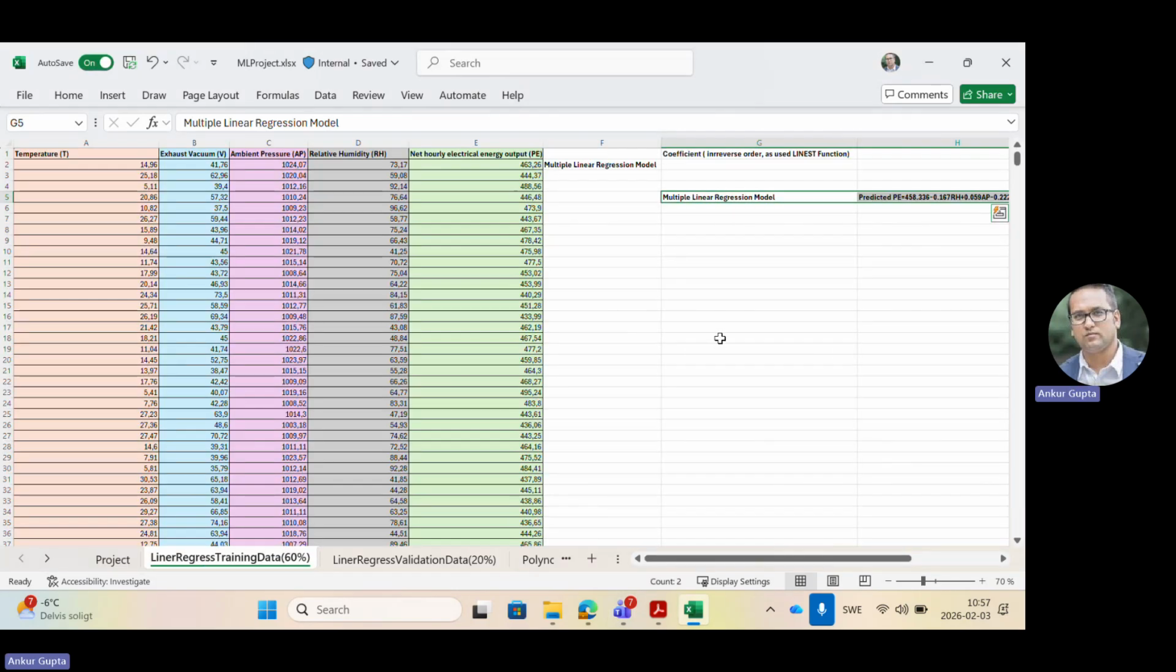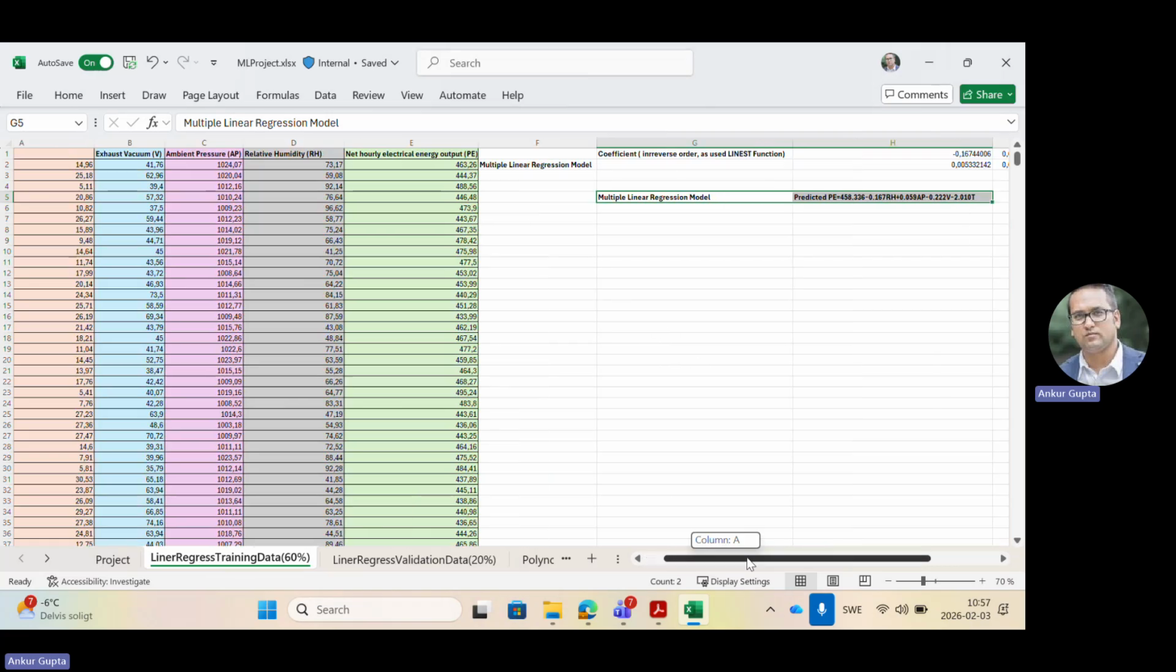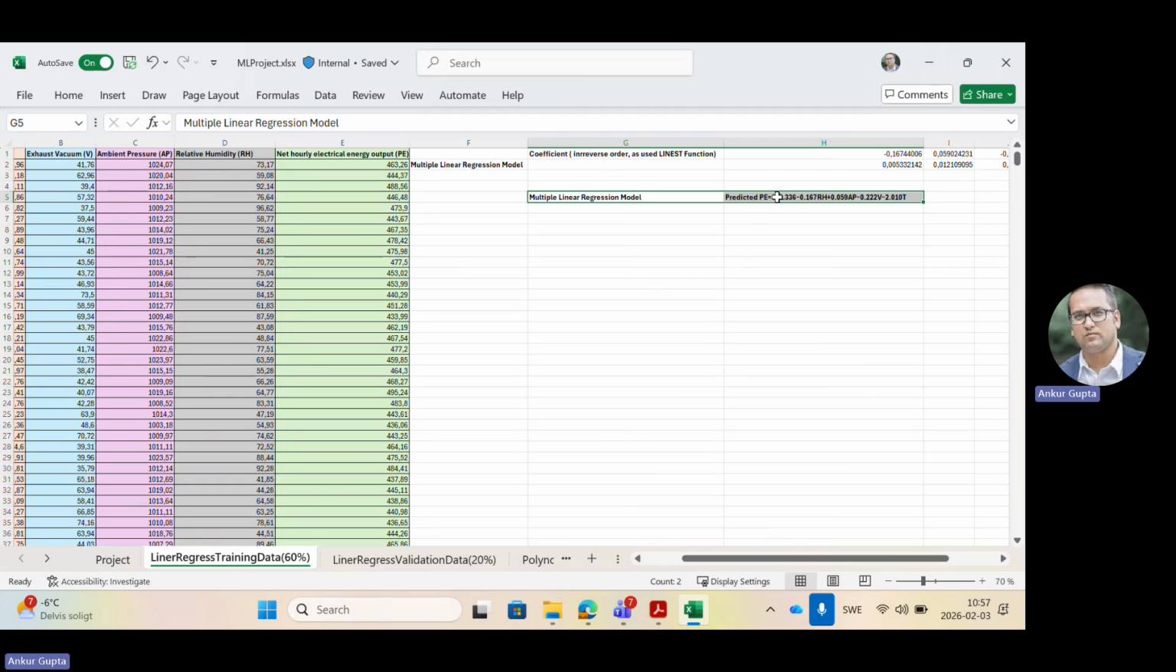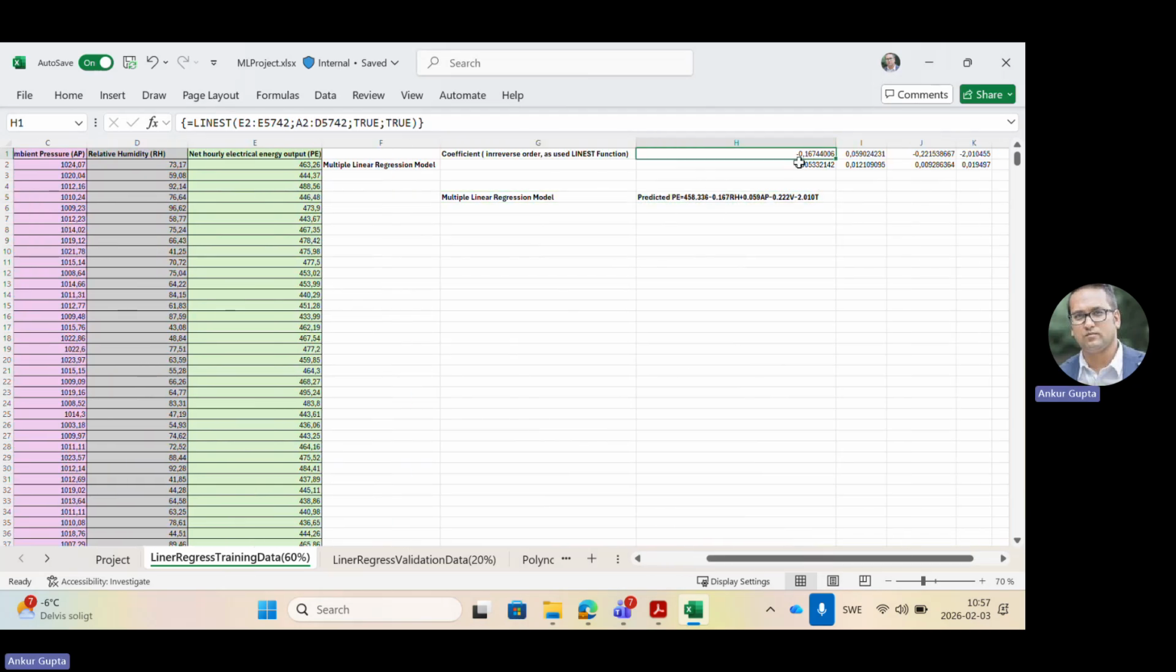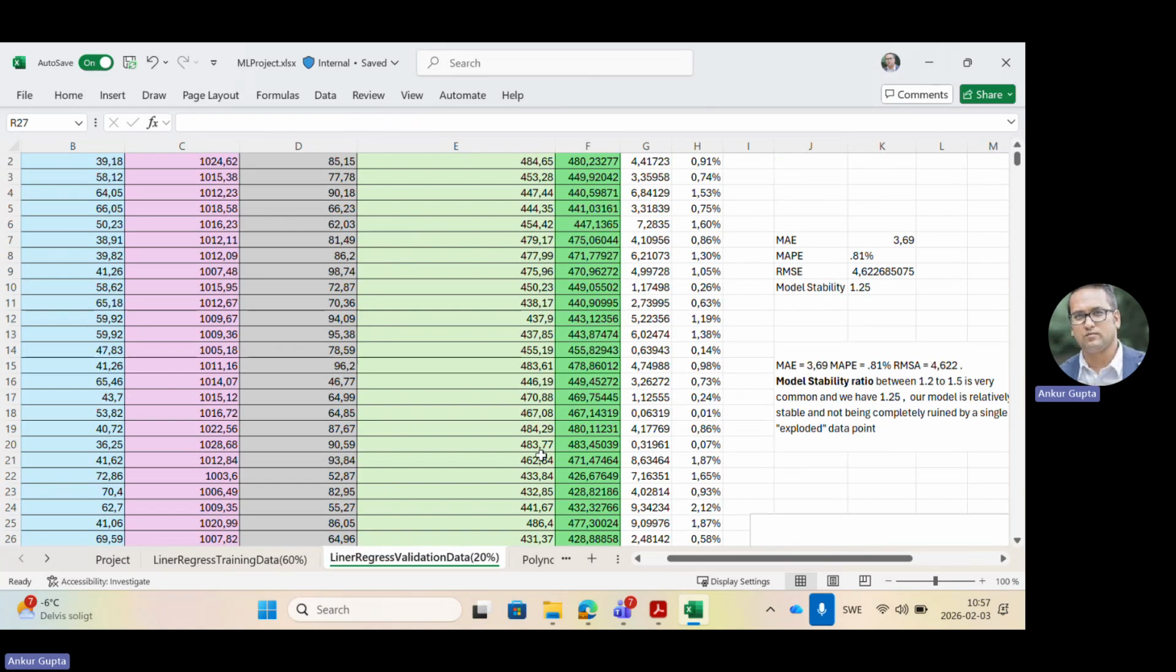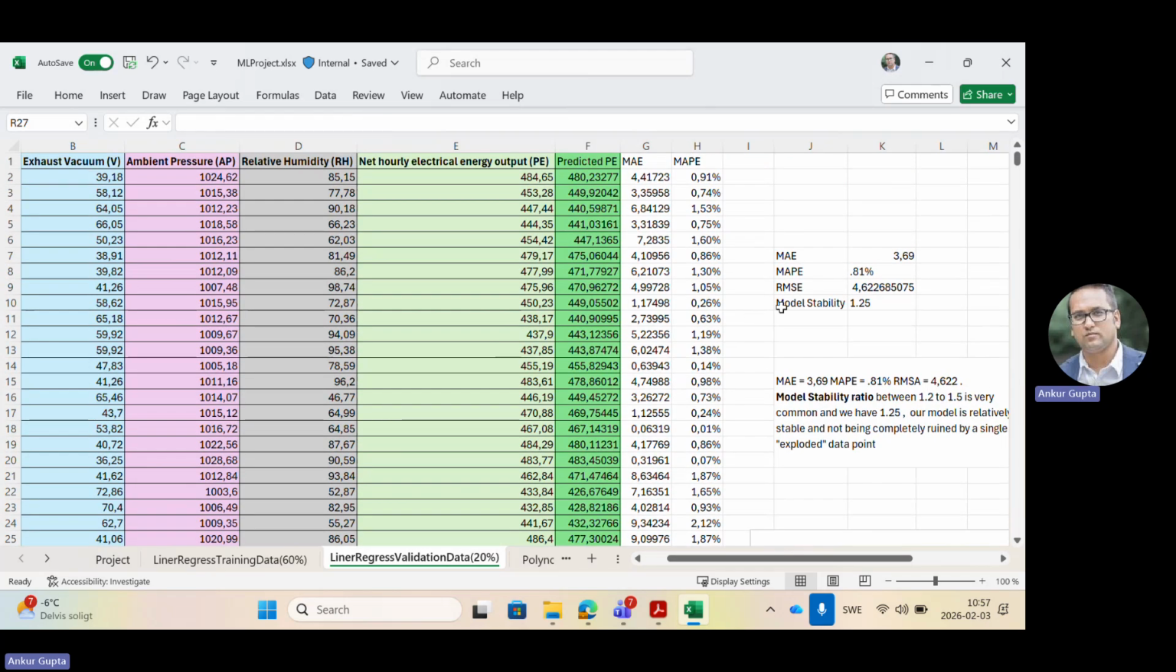When we use the linear regression, or multiple linear regression in this case, as we have various variables, our predicted value or the model came out to be this. We used LINEST, a function of Excel, in order to get the coefficients, and with those coefficients, we created the model. And then we used the validation data in order to calculate the predicted PE values.